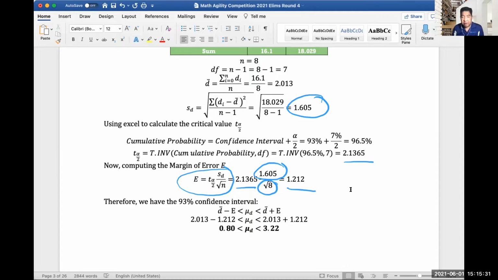Now, since we already know our margin of error, we can compute the confidence interval at 93%. The formula would be d bar, which is our mean, minus E, less than mu of D, less than d bar plus E. So 2.0113 minus 1.212 is 0.80. And on the right bound, or the upper limit, is 2.0113 plus 1.212, which would equal 3.22.